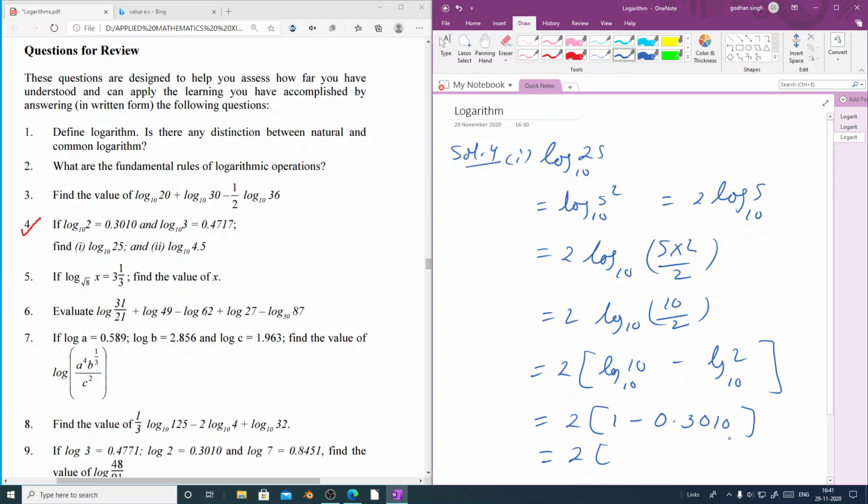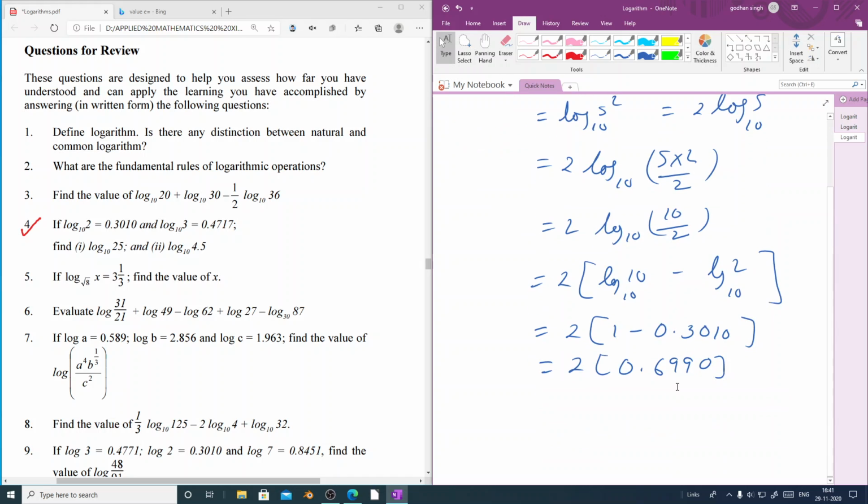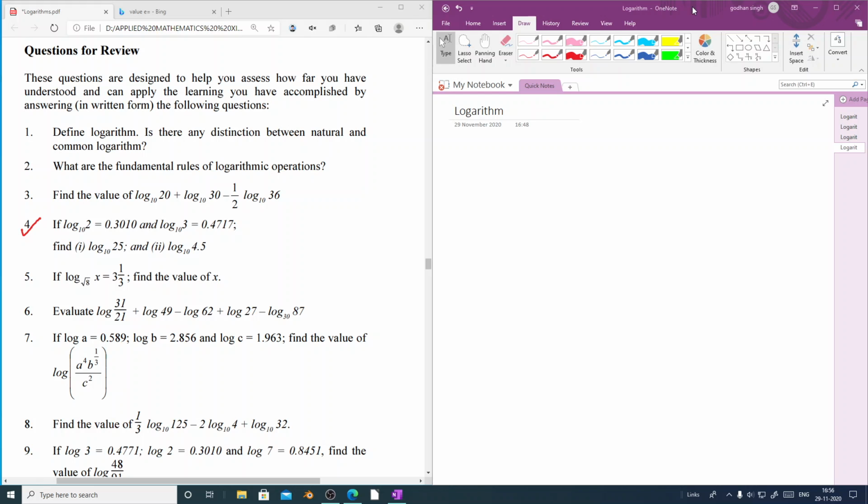and this will give us equal to 2 into, if we calculate this one, 1 minus 0.3010 will become 0.6990. And now we have to multiply this with 2, so we will be getting 18, this will become 19, this will become 3, and 1 will be carried over, so we will be getting 1.398. So this is the value of the first part. So the value of log 25 with base 10 is equal to 1.398. Question number 4, second part, log 4.5 with base 10.